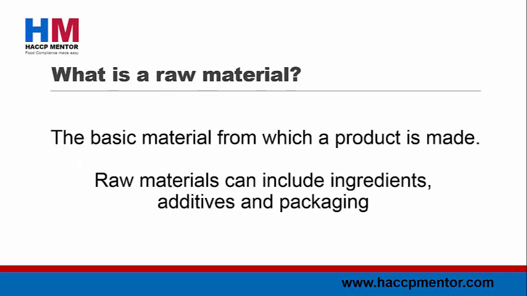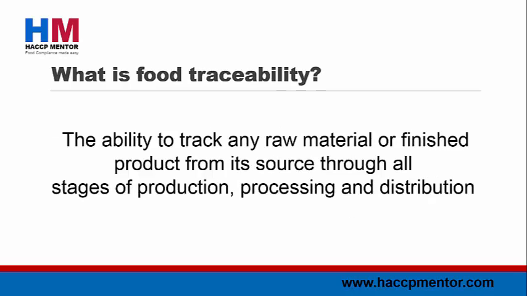It is important to first understand and define what is a raw material. A raw material is the basic material from which a product is made. Raw materials not only include ingredients but also additives and packaging. What is food traceability? In defining food traceability, this is the ability to track any raw material or finished product from its source through all stages of production, processing and distribution.